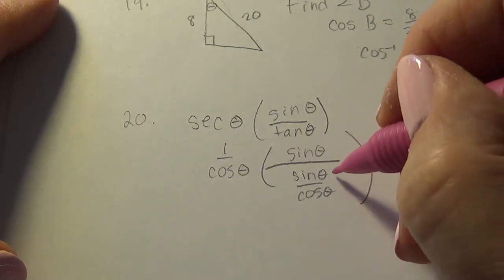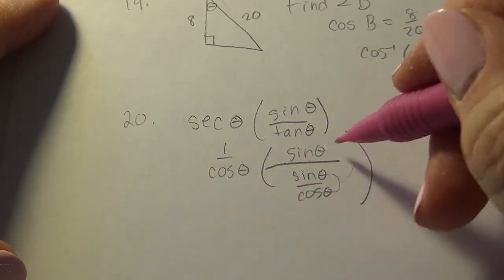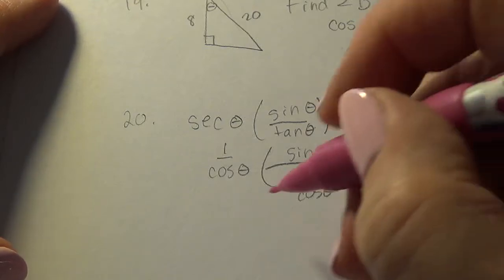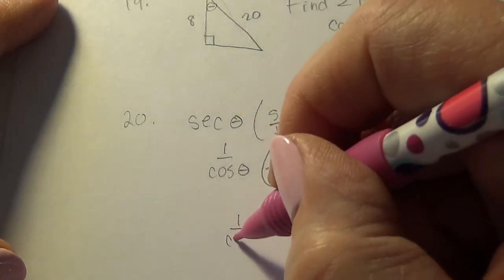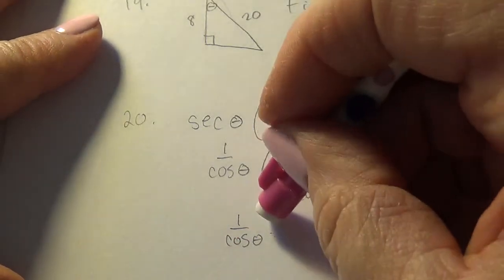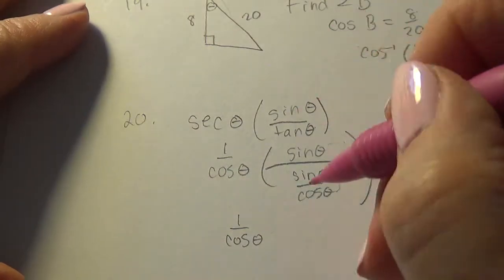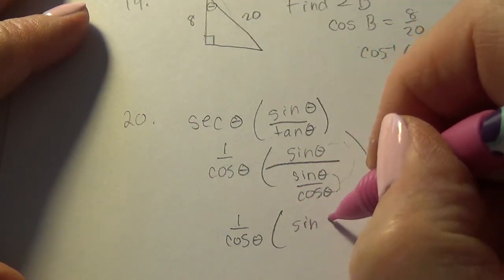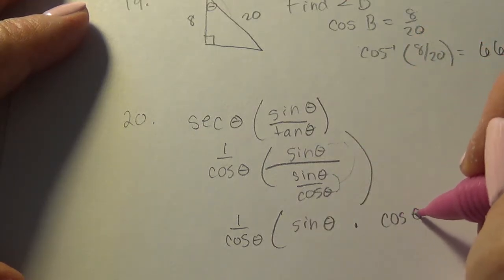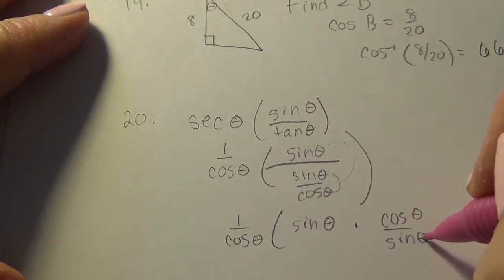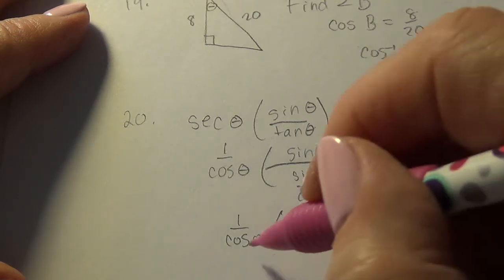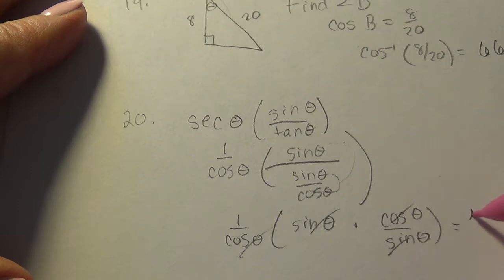I'm going to take this fraction and flip it and multiply by the reciprocal. So that still gives me 1 over cosine out here. And then, oops, not equals, times sine theta times the reciprocal, cosine theta over sine theta. All right, so now sine, sine, cosine, cosine. We end up with a 1.